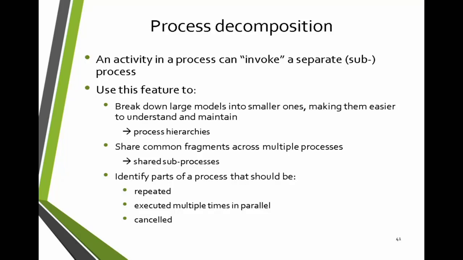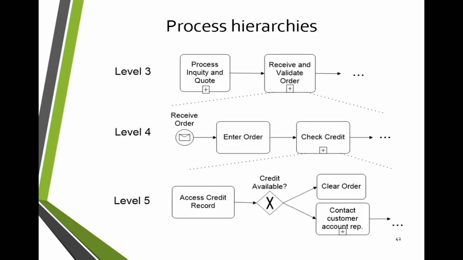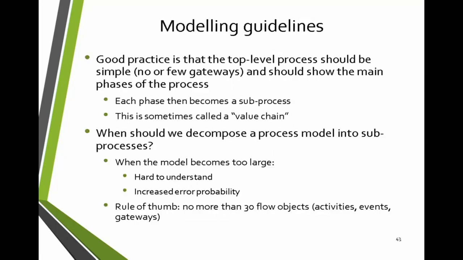So another reason is that from a control flow perspective, you can apply certain functionalities at the level of a sub-process and therefore apply it to a sub-part of your model. So that's the third reason. I will come back to the second reason, the reuse. The reuse case, well, this is process hierarchies. I will explain that later.